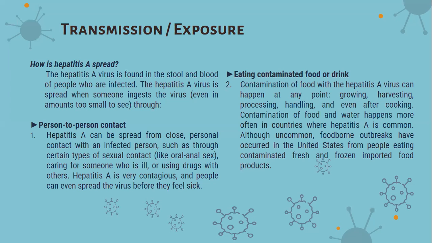And then number two, eating contaminated food or drink. A contamination of food with the hepatitis A virus can happen at any point, even when you are growing a plant, harvesting your gulay, fruits, in just a simple way of handling, or after you are cooking, yan, may possibility na ma-infect or ma-contaminate yung food.